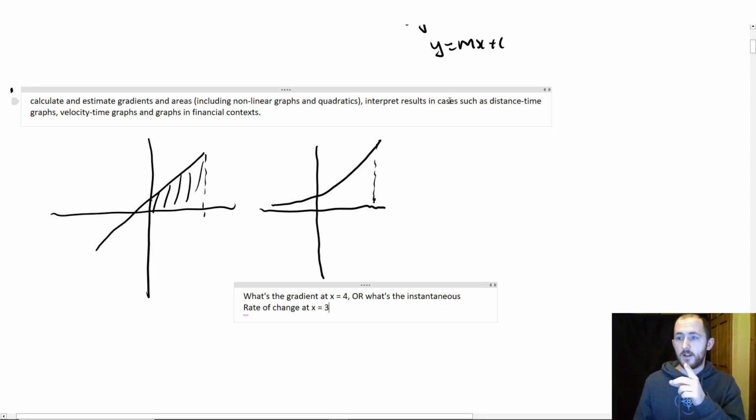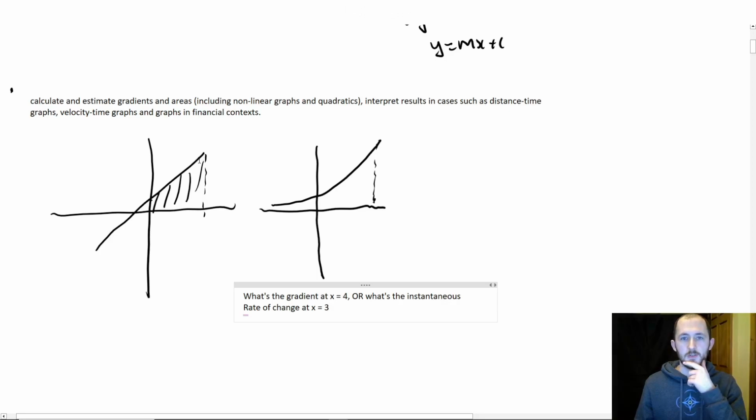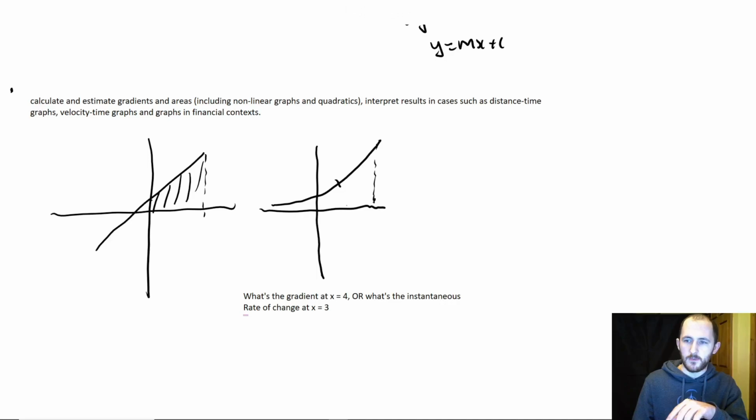So that actually refers to this kind of thing here, the distance time graphs, the graphs in financial context, okay? Rate of change is just that, and all you do is draw a tangent. I believe there's an example question that comes up later, but a tangent is just going to be, you find where x equals 4 is, which let's say is there, and you would draw a straight line that goes there. Okay?